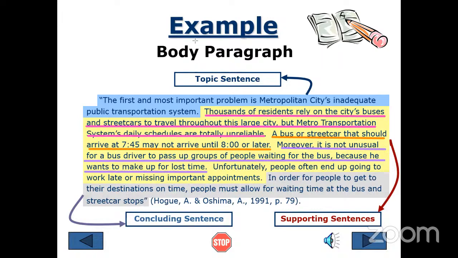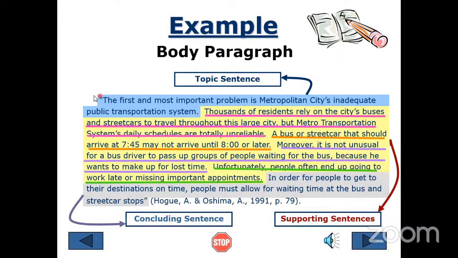At last, we have supporting idea number 4: unfortunately, people often end up going to work late or missing important appointments. And there you have it. Everything is related to the topic sentence. I have four supporting sentences, ideas. And then I'm finishing the paragraph with a concluding sentence: in order for people to get to their destinations on time, people must allow for waiting time at the bus and streetcar stops. And that's all.